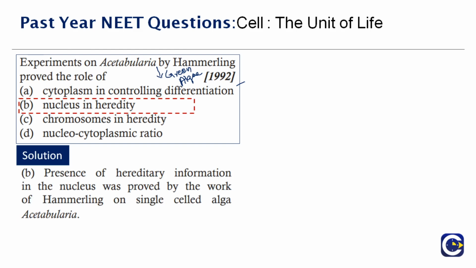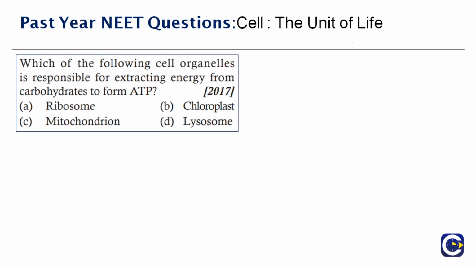What did I say is the other name for Acetabularia? It is called the mermaid's wine glass. So what did this person do? He carried out experiments with this green algae, and he found that the nucleus is involved in heredity. The presence of hereditary information in the nucleus was proved by the work of Hammerling on a single-celled green algae, Acetabularia. Therefore, the correct answer is option B. Now, let's move to the next question here.